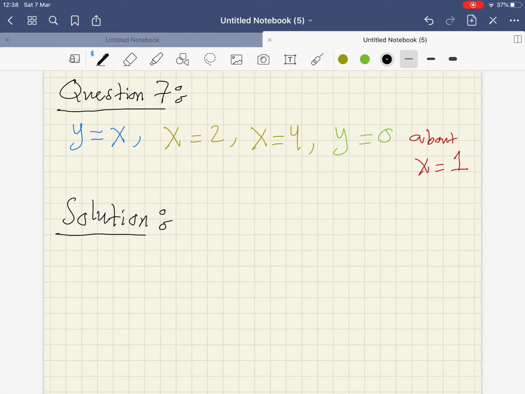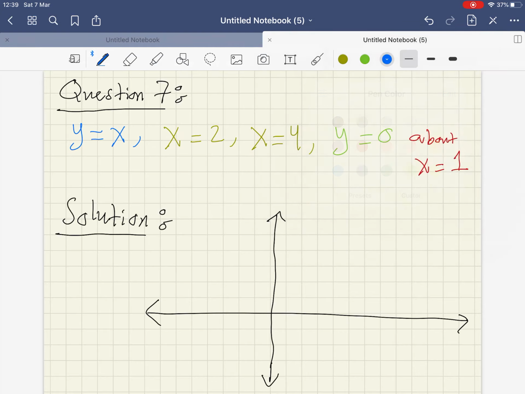Okay, welcome to the last question in section 6.2, finding the volume using the washer and disk methods. Here we have a region between four functions and we want to rotate it around x equal to 1. So let me just have a quick sketch of this function.